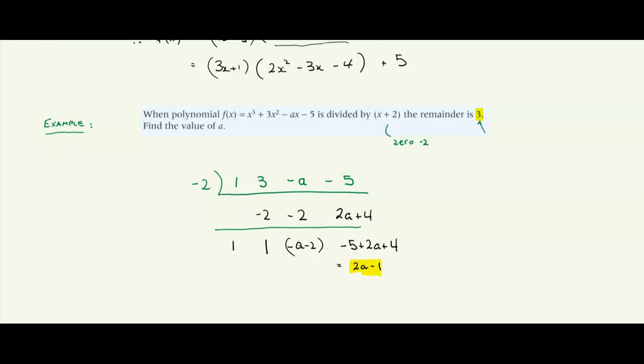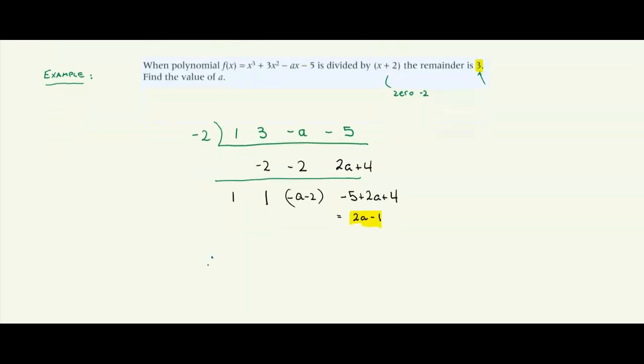So I simply need to solve the equation in a, that therefore 2a minus 1 has to equal 3, because that's in my remainder slot. I've got an x cubed divided by an x, so I've got x squared, x to the 1, x to the 0, and my remainder. So the remainder is 2a minus 1 equal to 3. Therefore, 2a equals 4, or a is equal to 2.